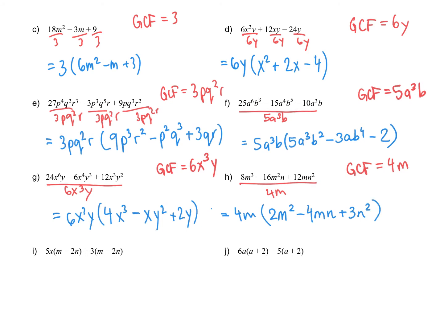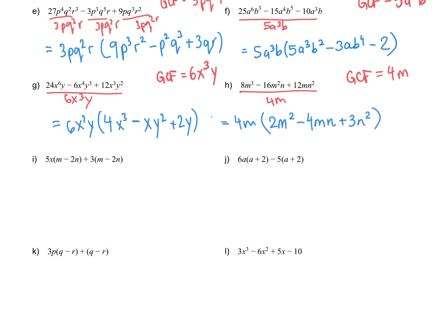So once again, we looked at the coefficients to get the greatest common factor, so knowing your multiplication here is important. For the variables, we took common variables and looked at the lowest exponent and used that.